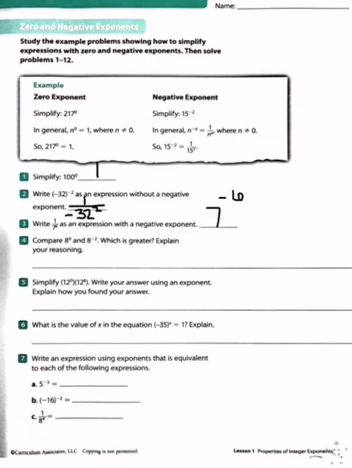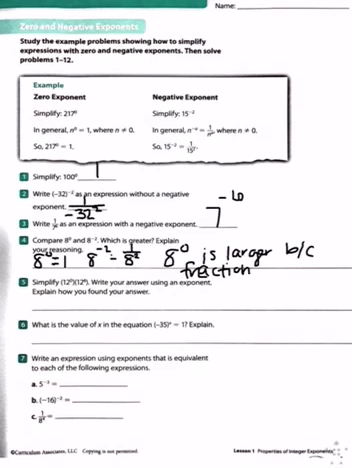Number 4, compare 8 to the 0 power and 8 to the negative second. Which is greater? Explain. So 8 to the 0 power equals 1. And 8 to the negative second is really a fraction, 1 over 8 squared. 8 to the 0 power is larger, or greater, because fractions are less than 1.